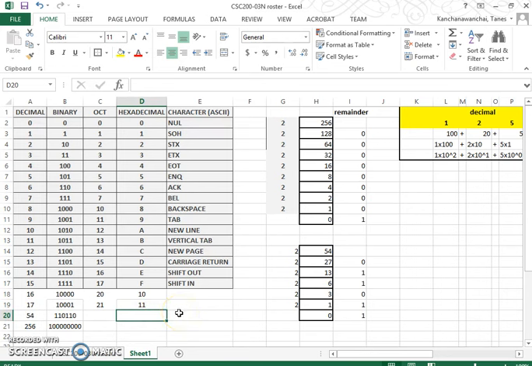So that should be it for number conversions. And if you want to know what a character is, you have to look up the ASCII table.